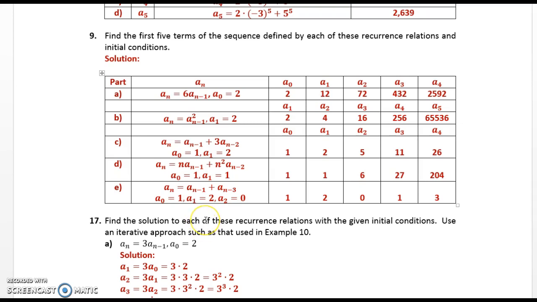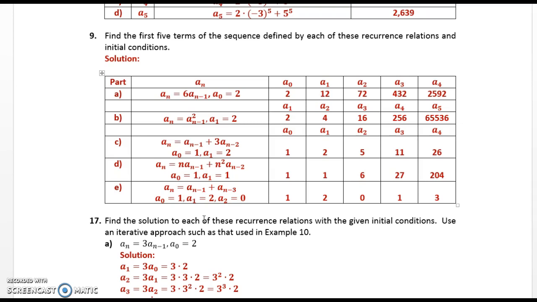C, a sub n is equal to a sub n minus 1 plus 3 a sub n minus 2. a sub 0 equals 1 and a sub 1 equals 2, and our terms now run from a sub 0 to a sub 4. 1, 2, 5, 11, and 26 are our values.